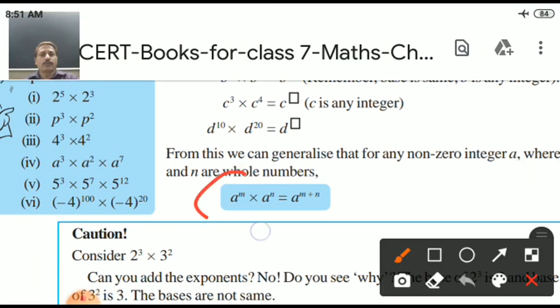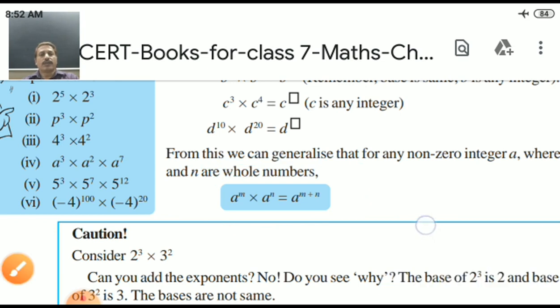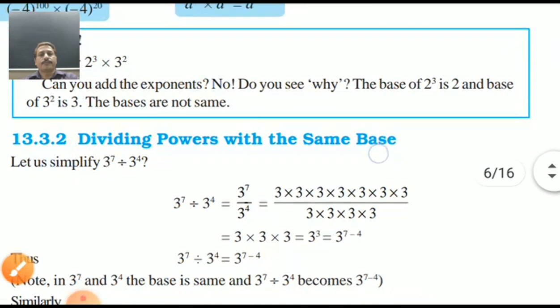Box is given, student. Whenever two numbers are there and one number has the m exponent and second number has the n exponent, but both numbers should be same, a. Answer is a raised to m plus n, nothing to do. But 2 raised to 3 into 3 raised to 2, both are different. Here both bases are different, one is 2 and one is 3. Clear? So we cannot apply this rule.